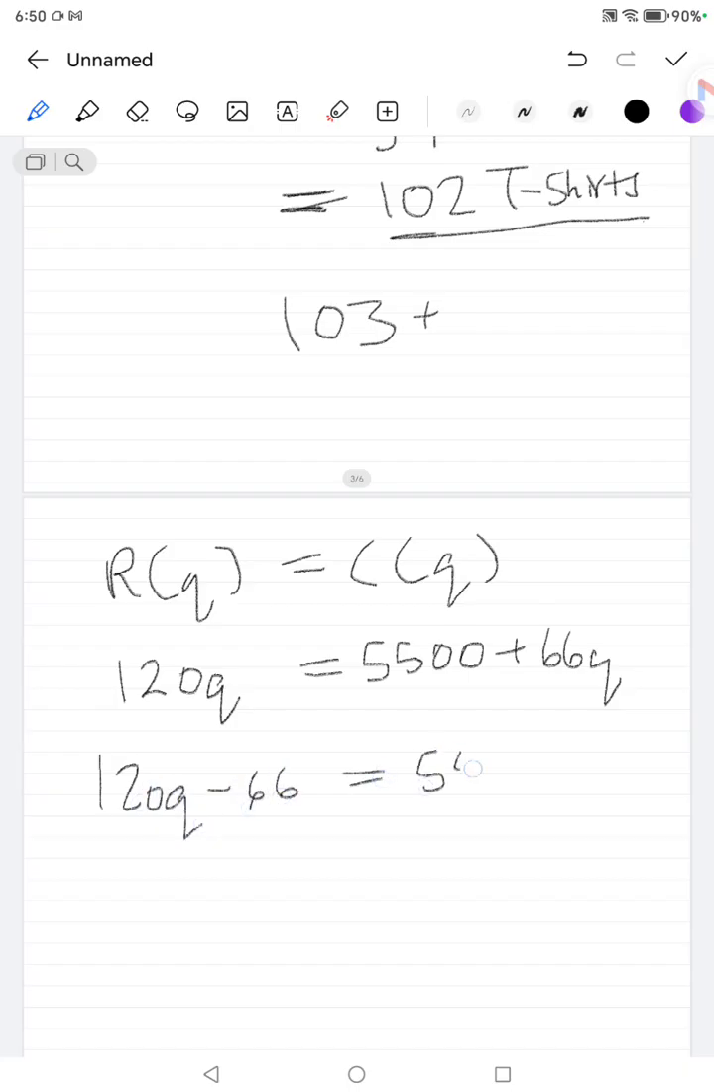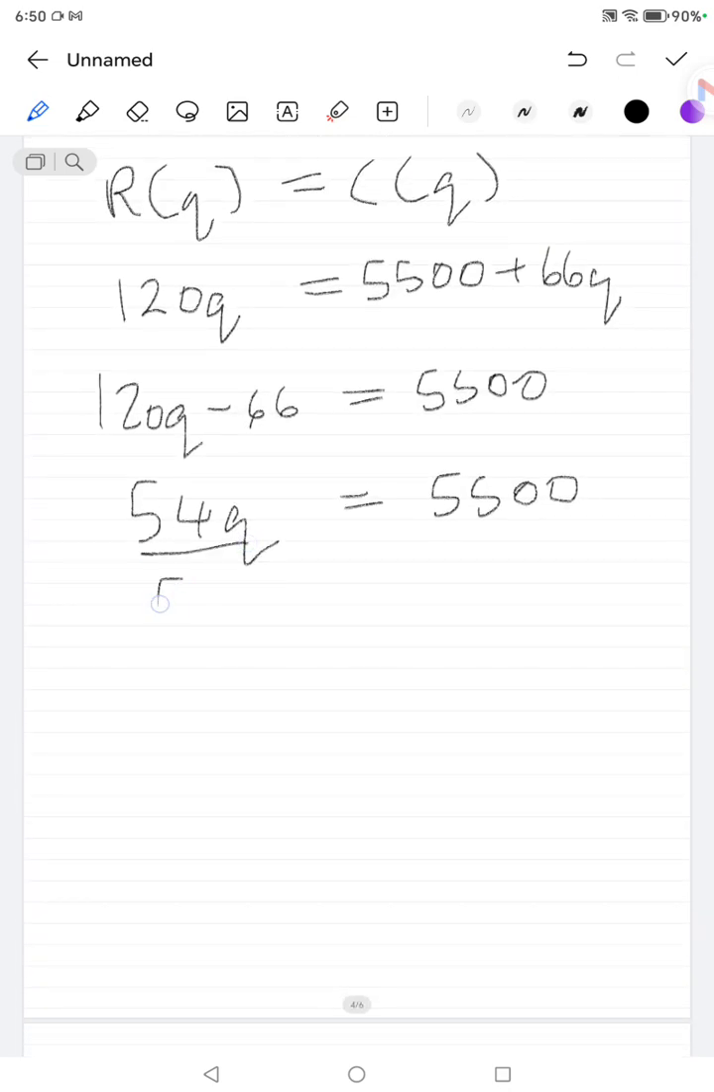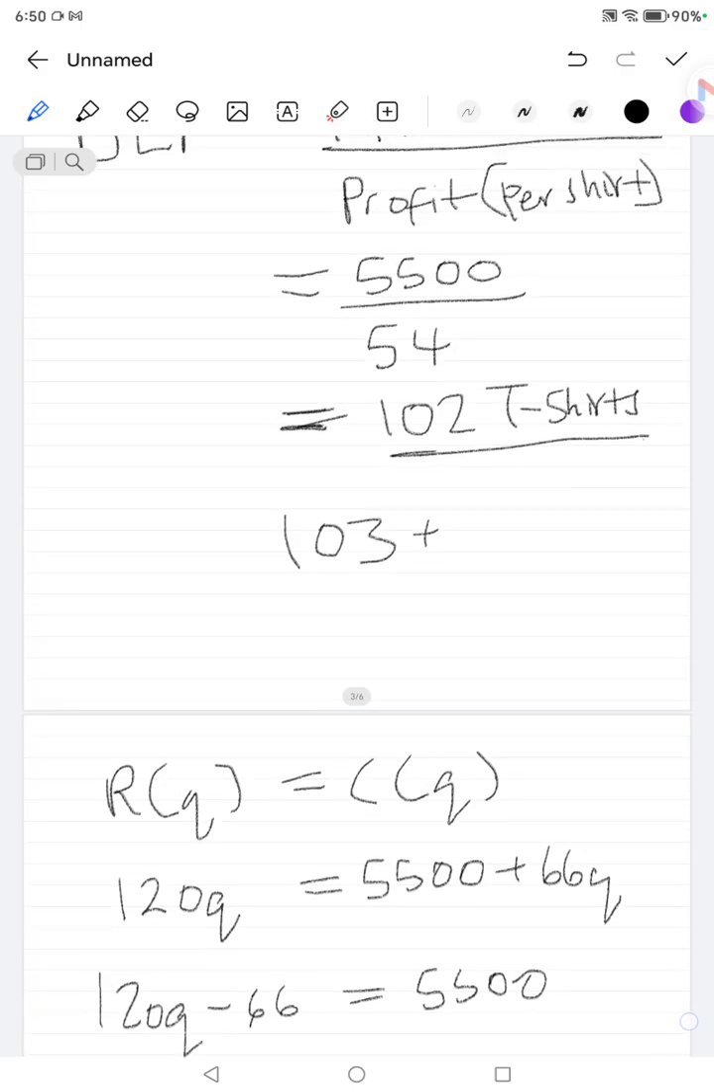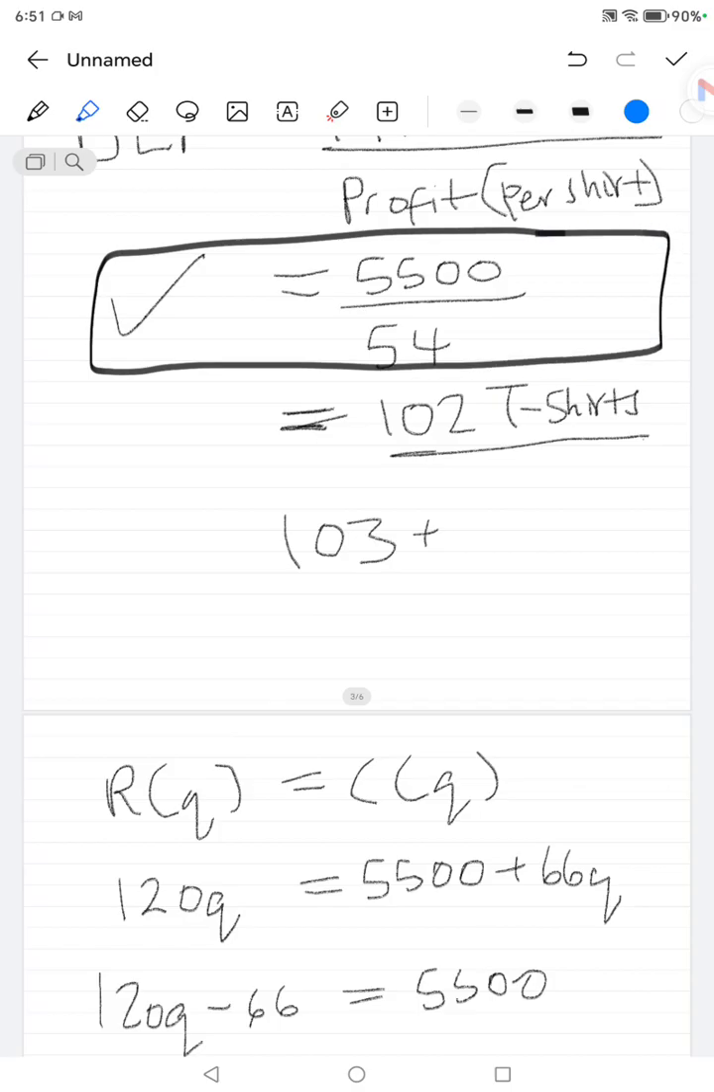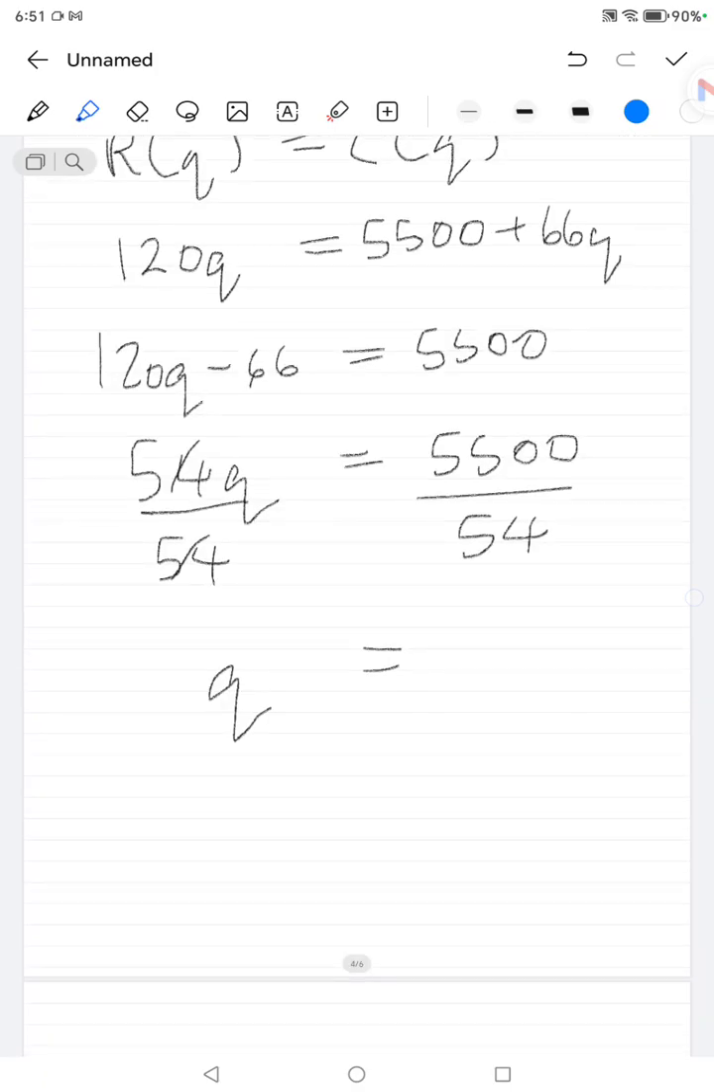Then you get your 5,500. I think it's supposed to give you 54Q equals your 5,500. Then if you divide by your 54, you'll see this is the same as the other one, this one here. So the answer is still going to be your 102.